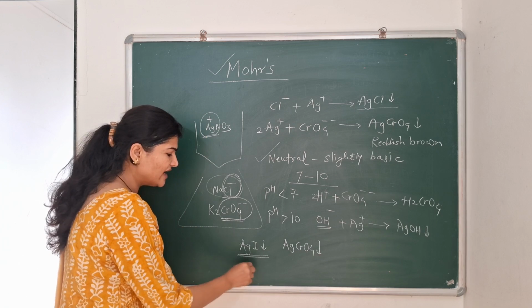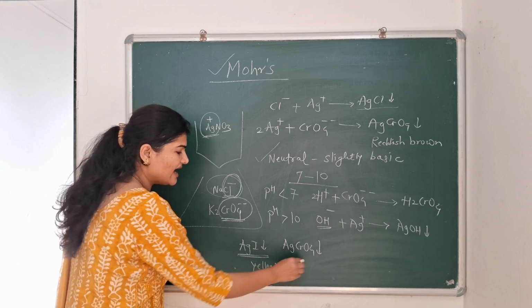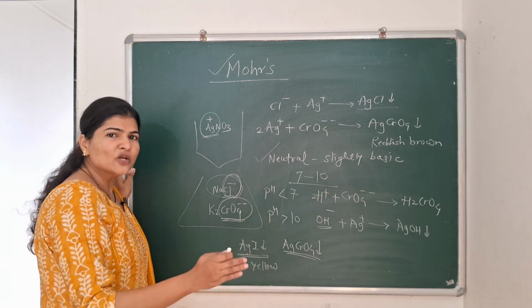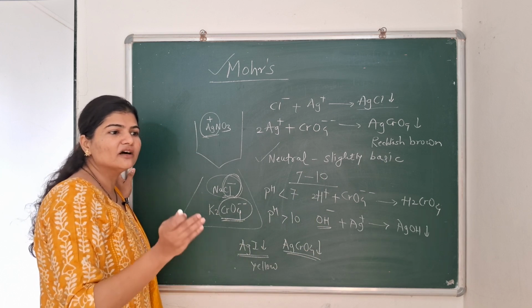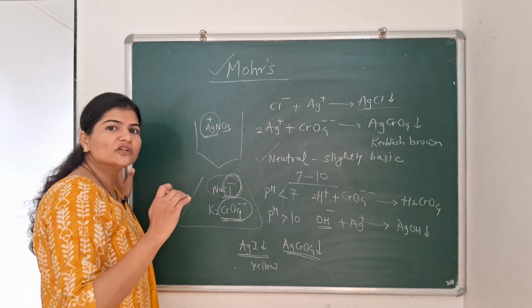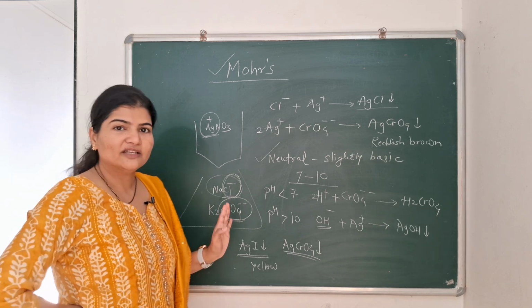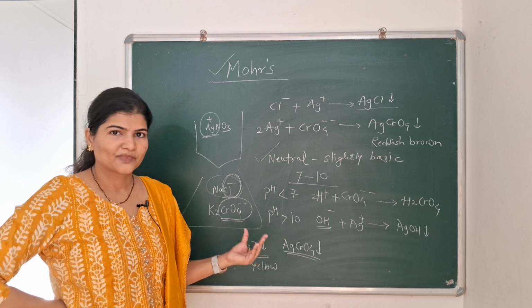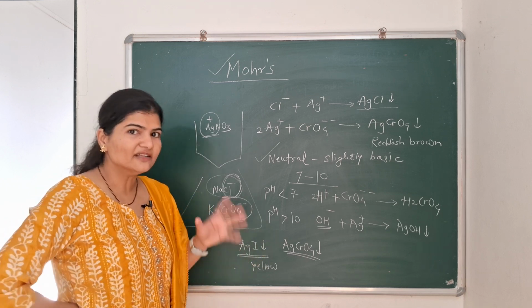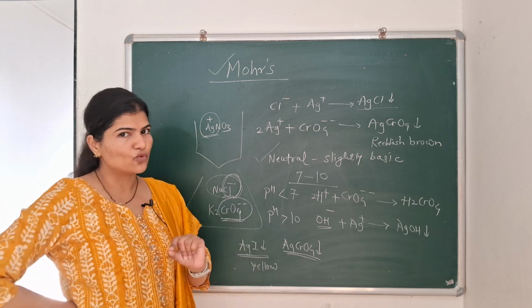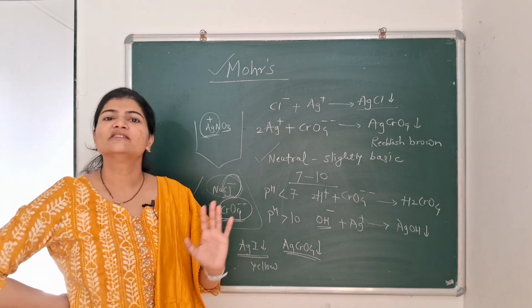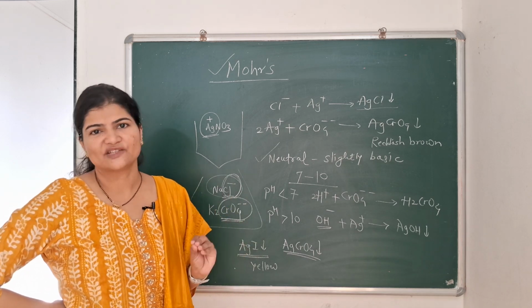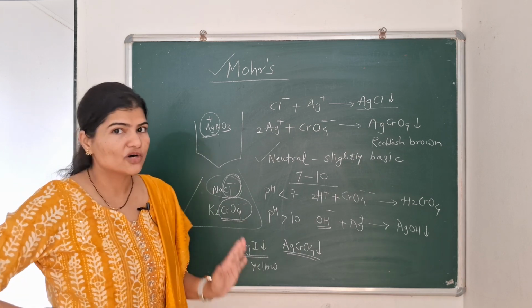The silver iodide PPT is also yellow colored and silver chromate is also reddish brown, so yellowish shade. So it is not offering a clear contrast. So I cannot identify that my end point is reached, where in this case I can easily see. So we are going to avoid titrating iodide ions with Mohr's method. For chlorides and bromides, it is a very suitable method. Direct titration, very easy to perform and gives you satisfactory endpoints. So this is the Mohr's method.